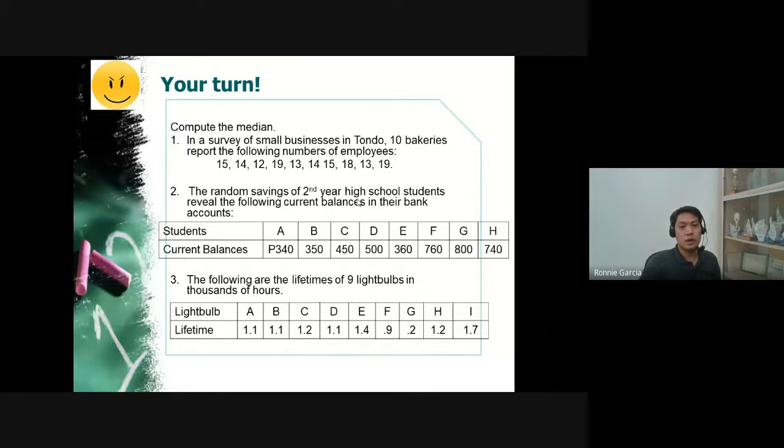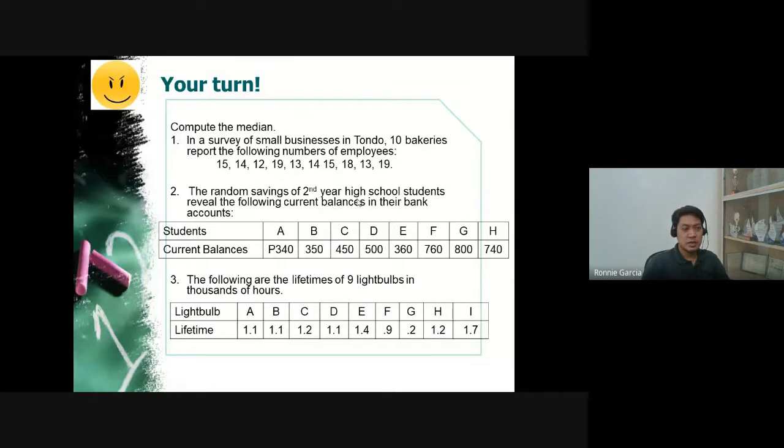Let's have number 1. In a survey of small businesses in Tondo, 10 bakeries report the following numbers of employees: 15, 14, 12, 19, 13, 14, 15, 18, 13, and 19. What is the median? How many employees, more or less, are in the bakeries in Tondo if we get the median?